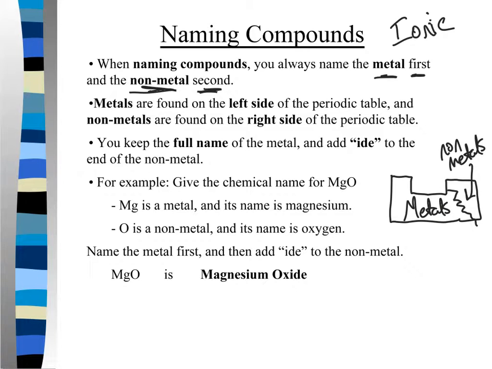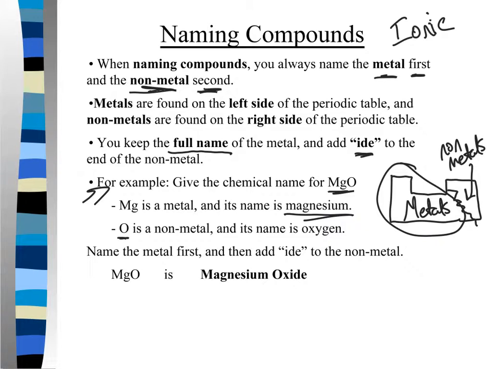Now, a couple things to be concerned about when we're naming. You keep the full name of the metal. However, the non-metal, you change the ending to "ide." So for example, we're given the chemical name MgO. Well, Mg is going to be on our periodic table. It is a metal, and its name is magnesium. So we don't change it at all. We do not change the name of the metal.